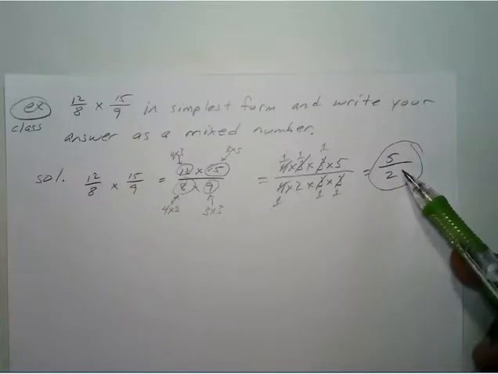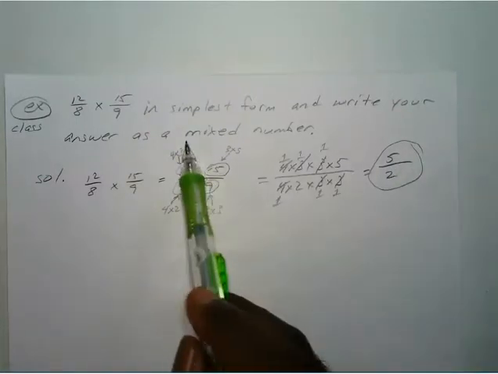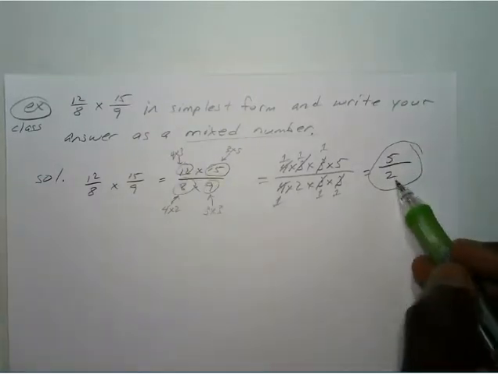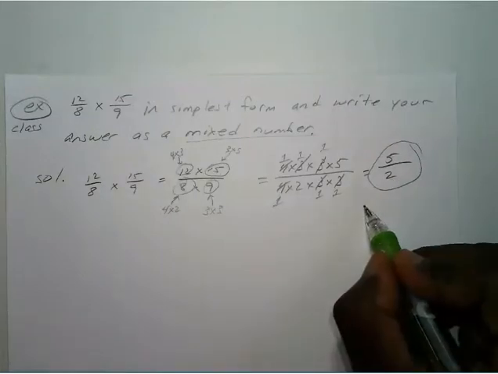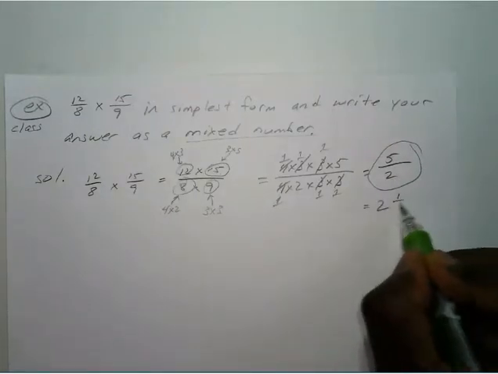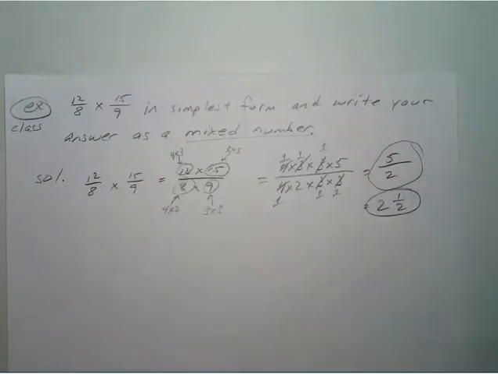But in order, the answer is correct, but they want it as a mixed number. So 5 over 2 is just 2 and 1/2 as a mixed number. All right, so if you're a little bit rusty on the mixed numbers, feel free to go back and look at the video on mixed numbers.